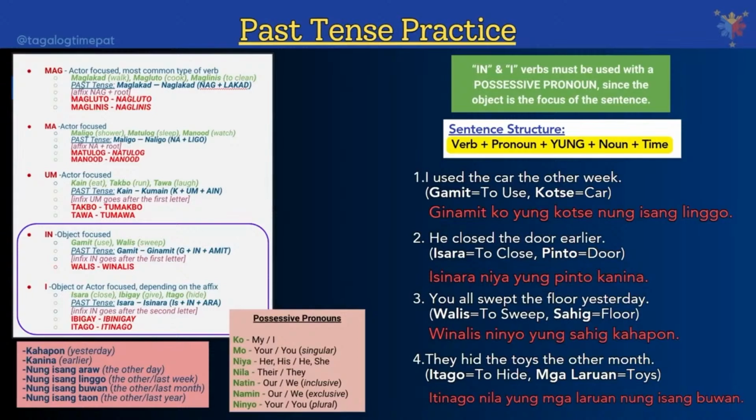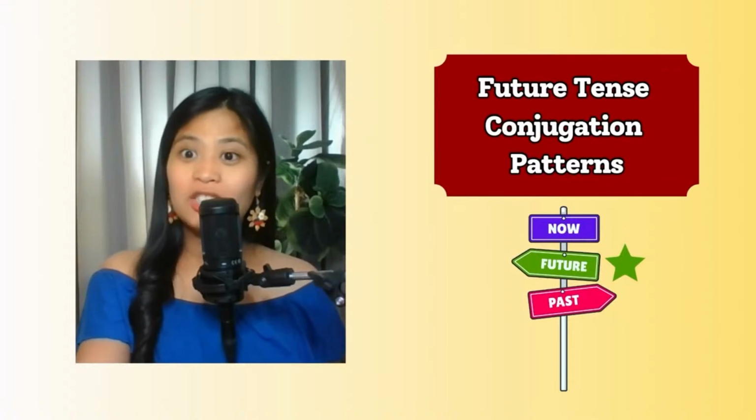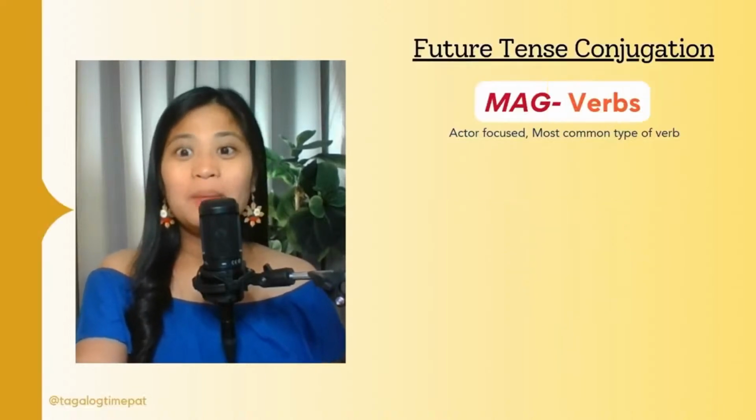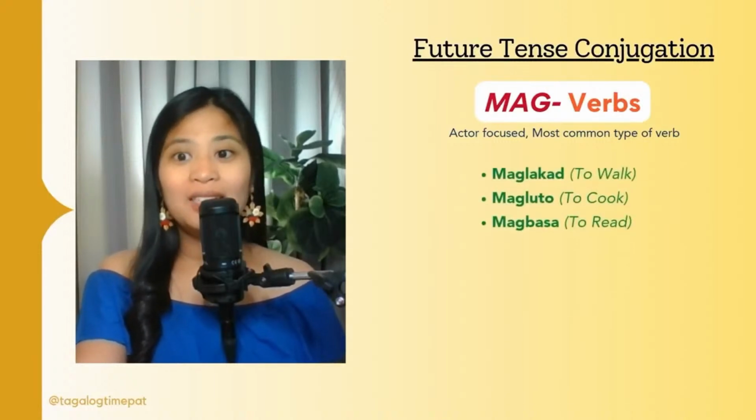All right, so these are just some examples of how to use the past tense conjugation patterns that we learned and how you can plug in all the vocabulary that you learned into this simple sentence structure. Alrighty, now let's go ahead and jump right into the future tense conjugation patterns of these verbs. Let's start with mag verbs. Again, our mag verbs are maglakad, to walk, magluto, to cook, magbasa, to read.